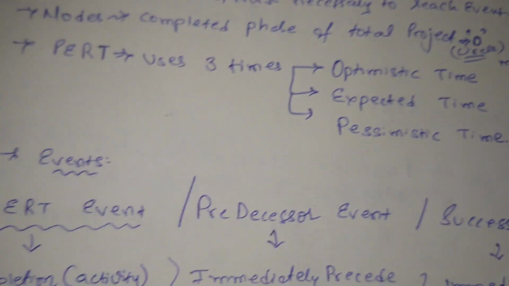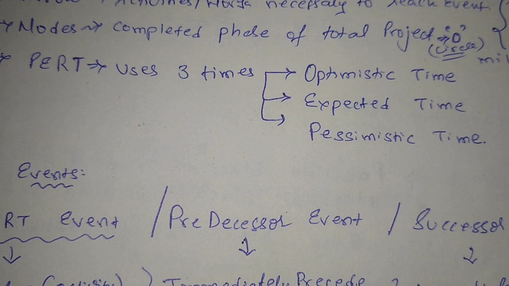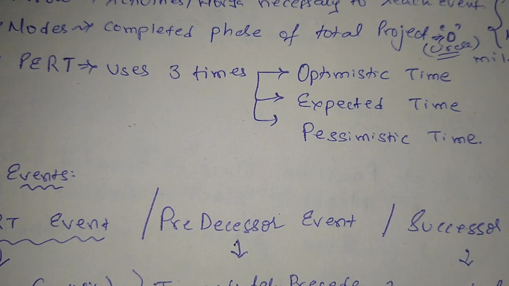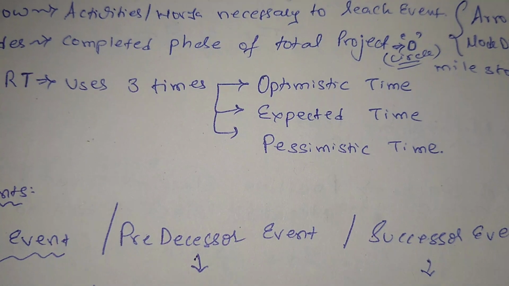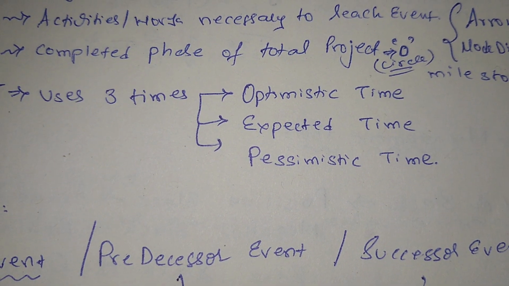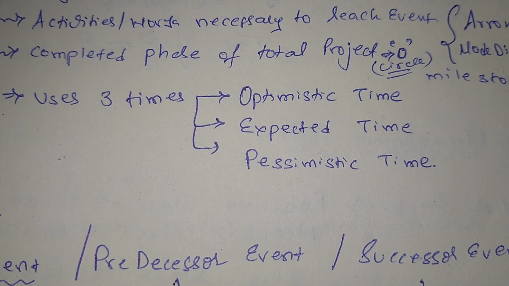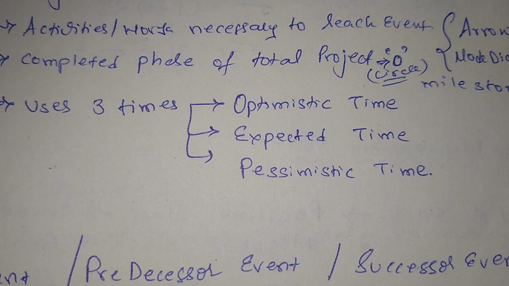Next thing is, in PERT we have three different times, unlike the CPM method. Here we can see optimistic time, expected time and pessimistic time. What is optimistic time? Optimistic time is the time in which we can foresee and complete the project in a fixed point of time.